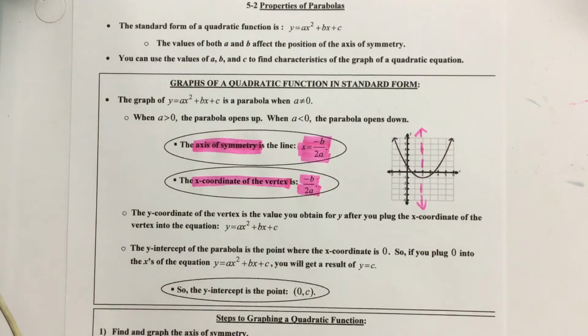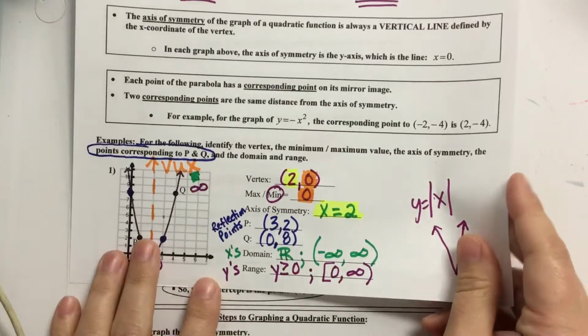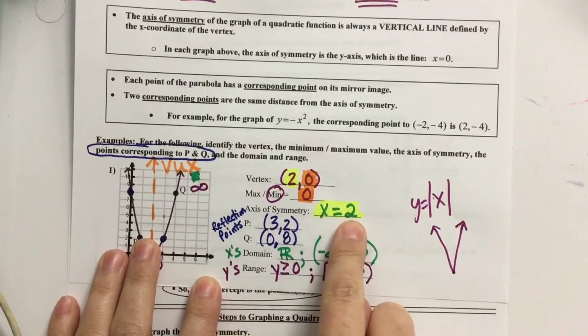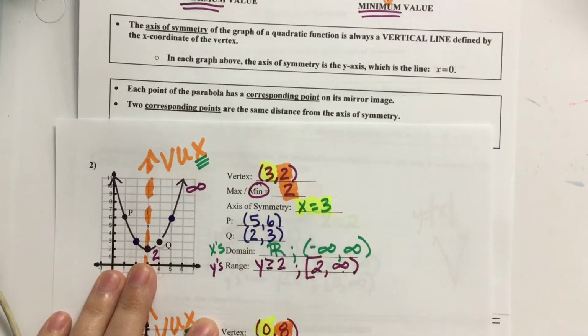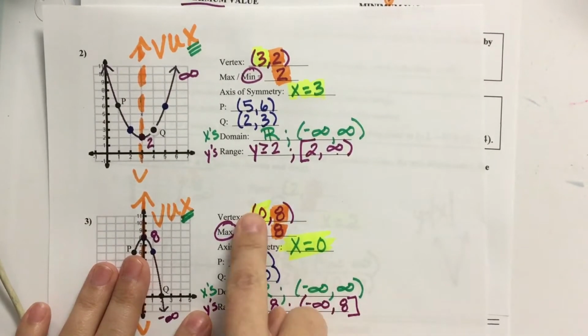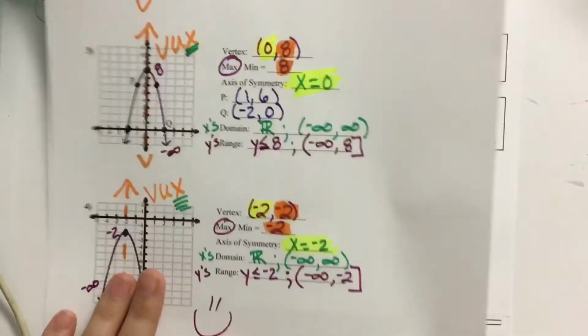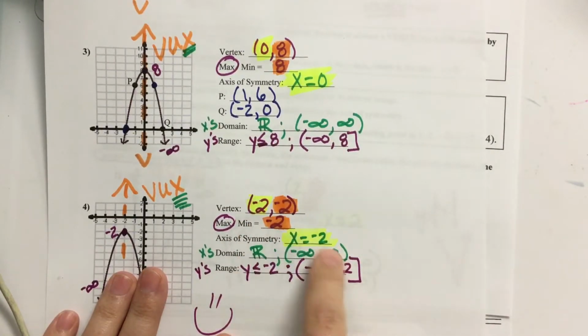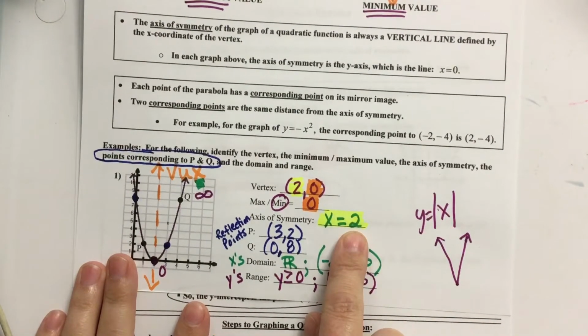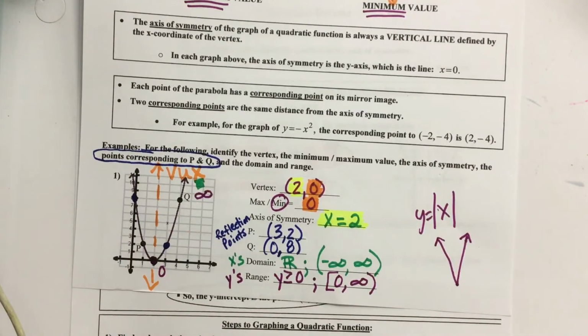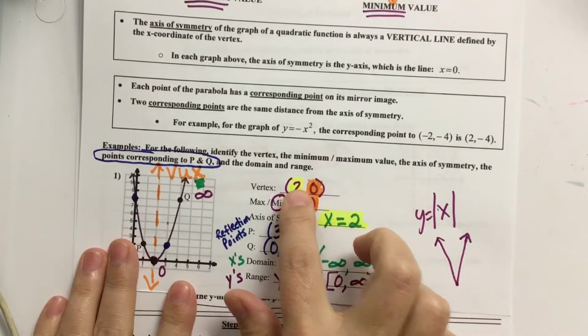If I take you back to our notes from the day before, I want to show you what I'm talking about. Do you see how the axis of symmetry is always the same as the x-coordinate of the vertex? So once we know the axis of symmetry, we'll also know the x-coordinate of the vertex. It's like killing two birds with one stone. Yay! Once we find this, we'll also know that, and then we'll go from there.